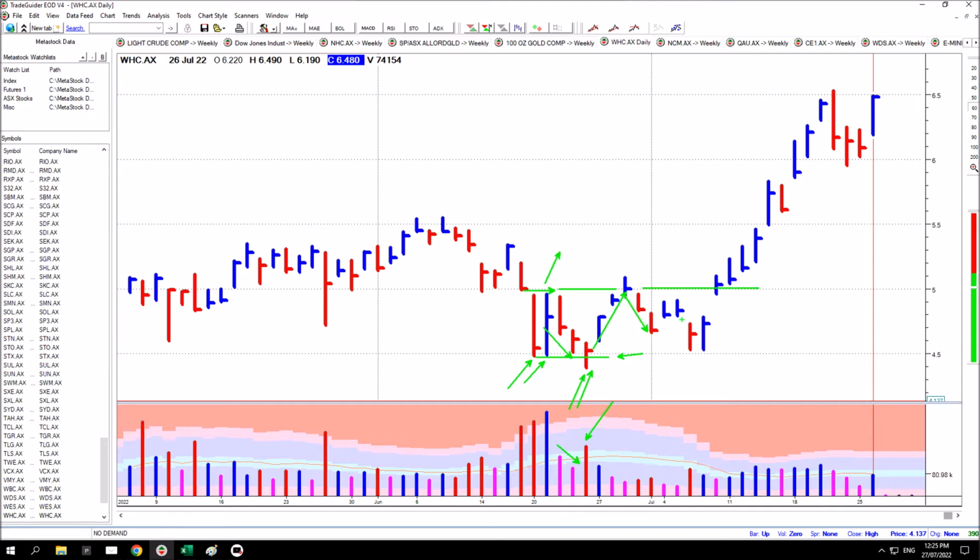Price comes back, and then comes back further, and this time you can see that volume is much lower than this, much lower than this, and these were the down bars in response. There's very little supply in the market now.